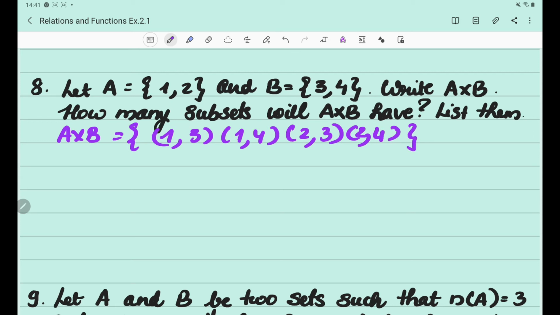Now let's find how many subsets A cross B will have. To find the number of subsets, we have to recall the power set from chapter 1, sets. What is a power set? The power set is the set of all subsets.